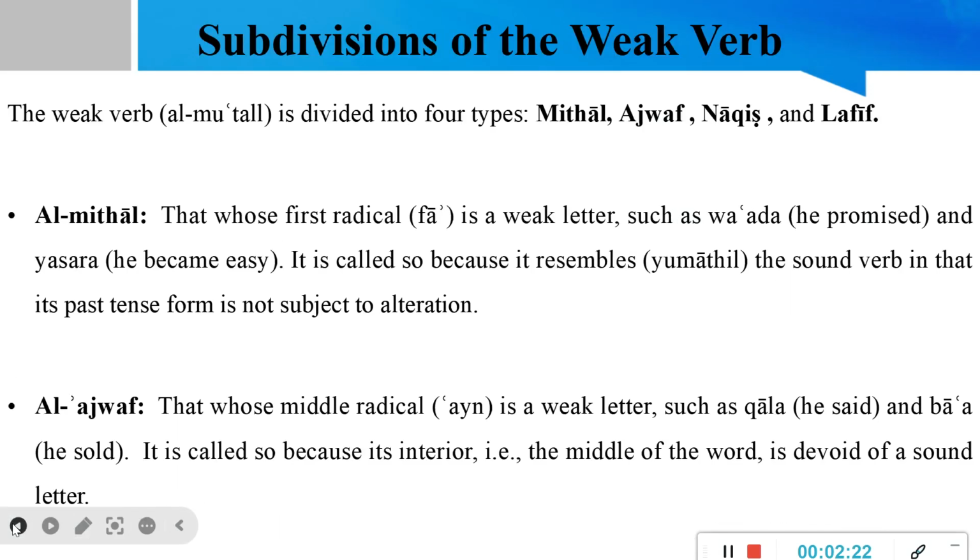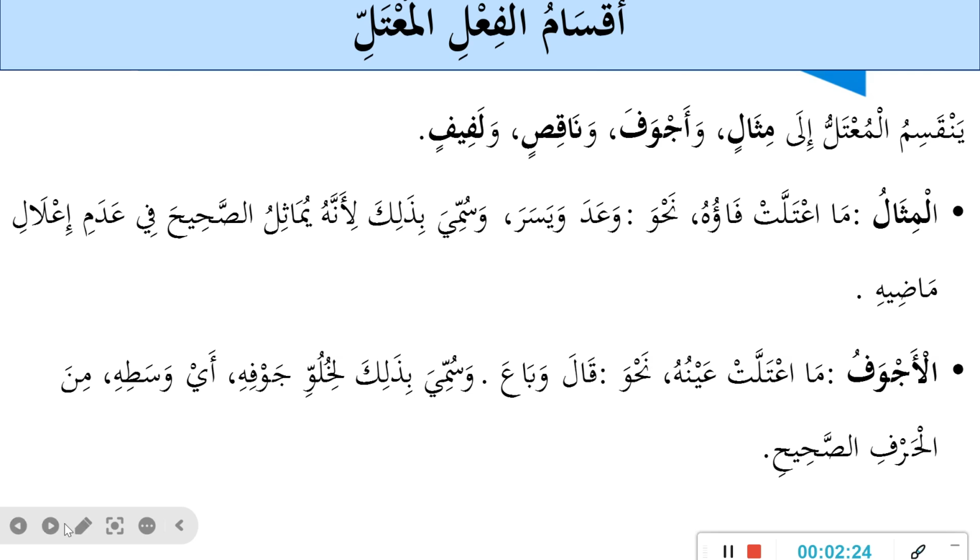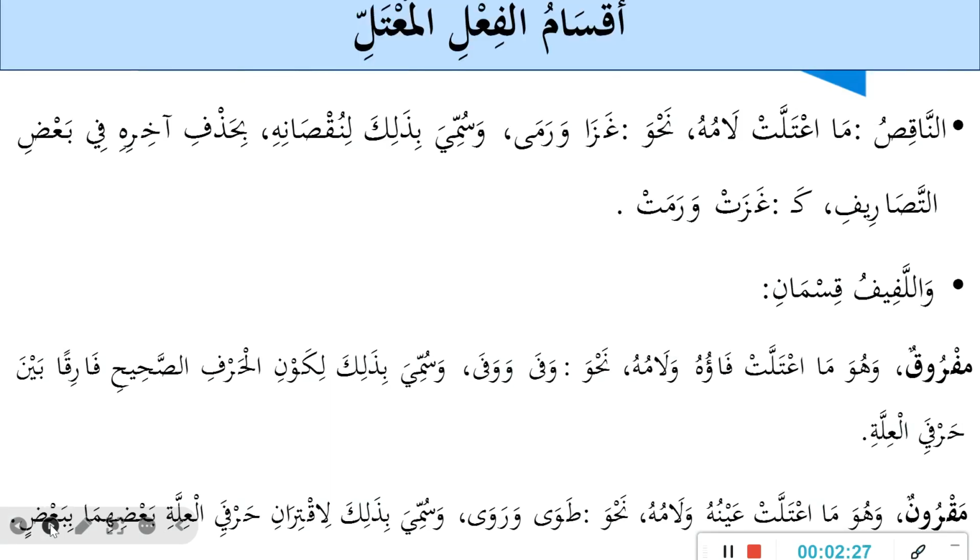The third one after ajwaf is naqis. معتلت لامه. It is the verb whose lamul fi'l is a weak letter. So whenever we see a verb and the lamul fi'l is a weak letter, the verb is called naqis. Like the verb gaza, rama, sa'a. All these are naqis. Why? Because the lamul fi'l are weak letters.